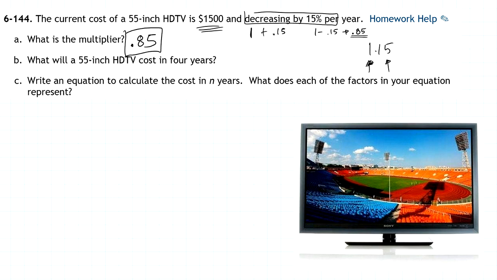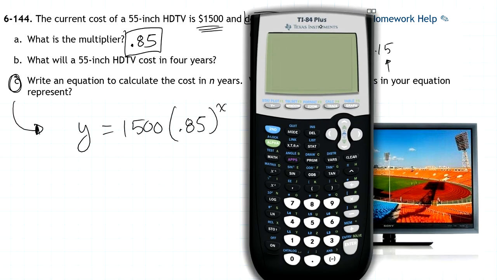Next question, what will a 55-inch HDTV cost in 4 years? So I'm going to actually do C first to answer that question with the equation. The equation is y equals 1,500, that's my year zero, times 0.85 raised to the x power. So each time I'm multiplying by another 0.85.